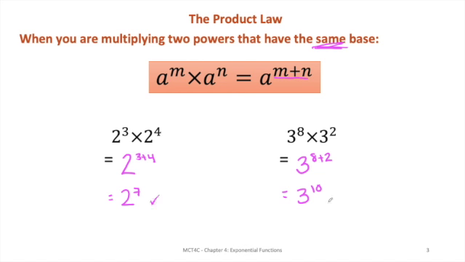The only time that you're going to evaluate is if you're asked to evaluate. Here I haven't asked you, so I just wanted to show you examples of using that product law. Okay, so the only time you're going to do that is when you're asked to evaluate.